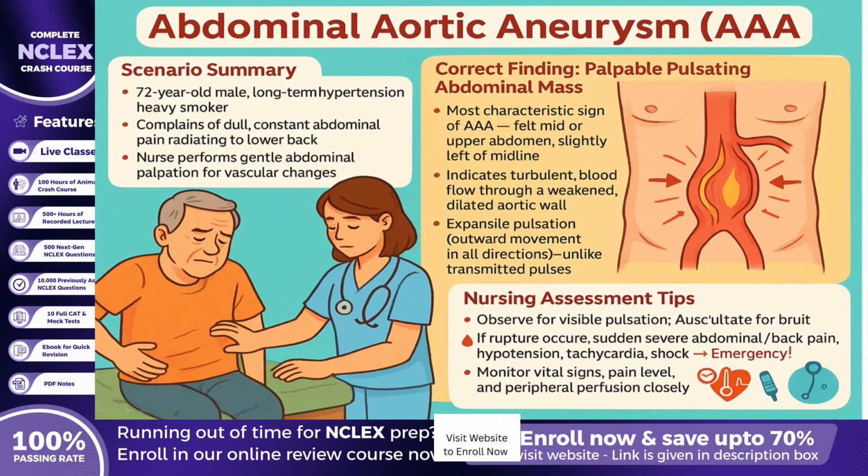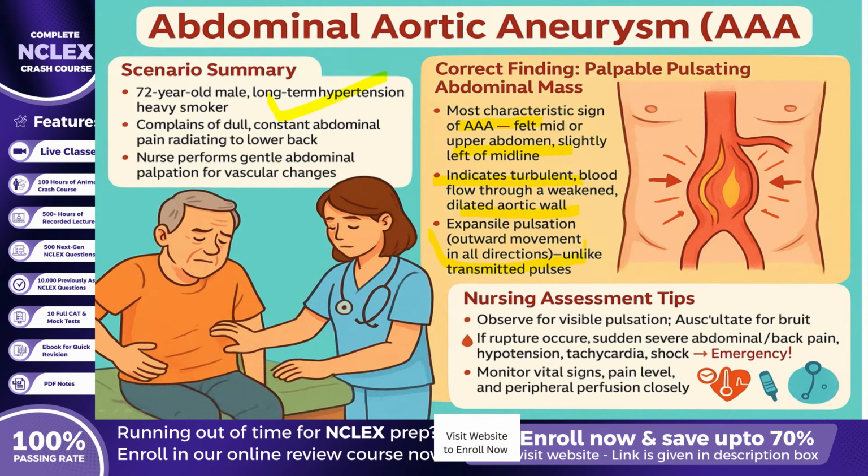To understand this fully, when assessing a client suspected of having an abdominal aortic aneurysm, the most critical and characteristic finding is a palpable pulsating mass located in the mid or upper abdomen, typically slightly left of the midline. This pulsation occurs due to turbulent blood flow through a weakened and dilated section of the aortic wall. The aneurysm often develops below the renal arteries, the infrarenal region, where chronic hypertension, cigarette-induced oxidative damage, and atherosclerosis progressively weaken vessel integrity. The pulsation is expansile, meaning it moves outward in all directions.